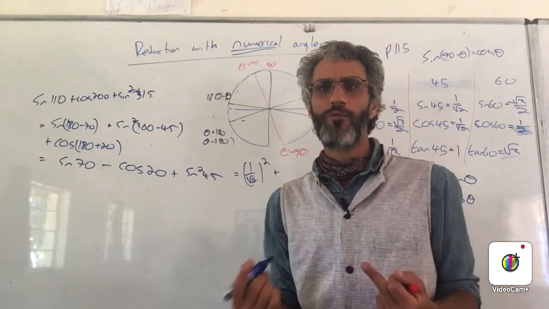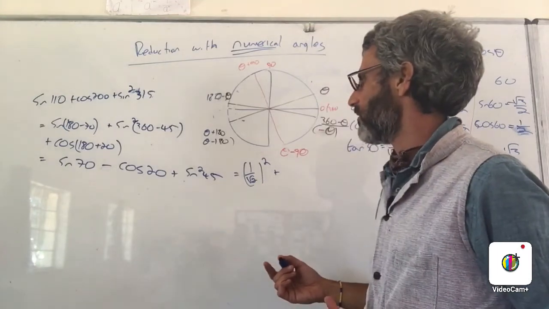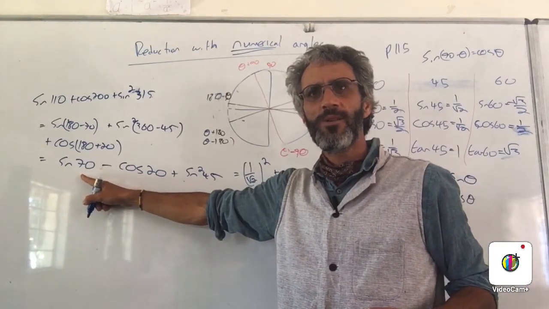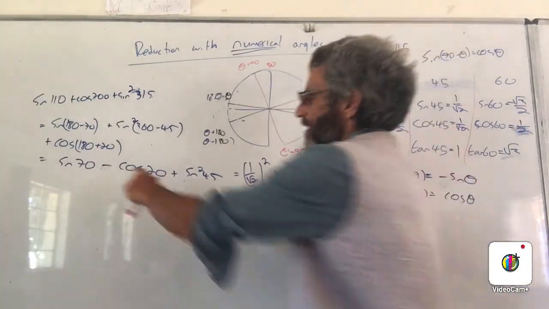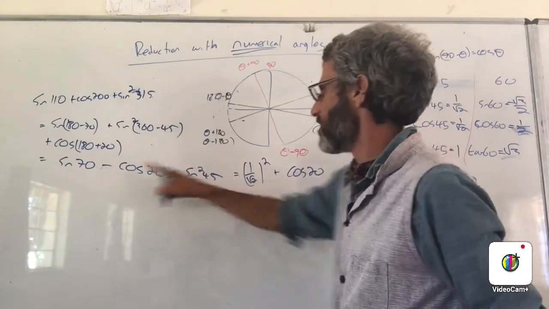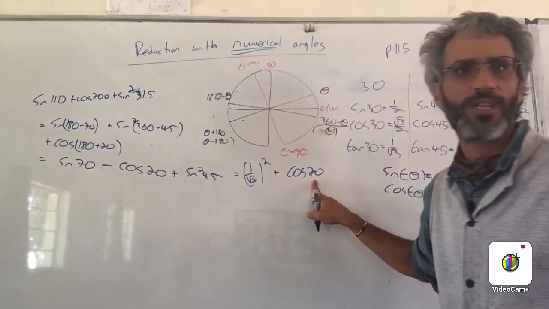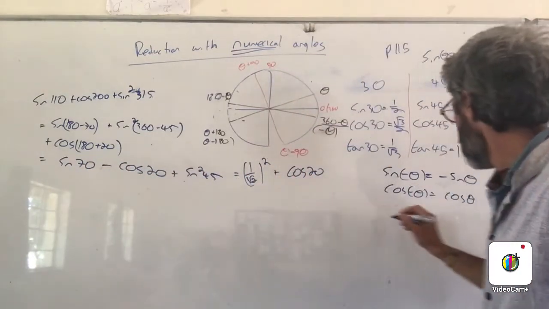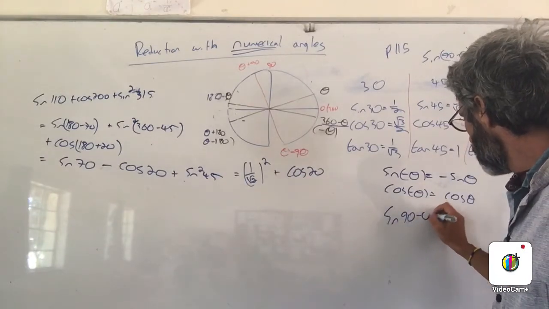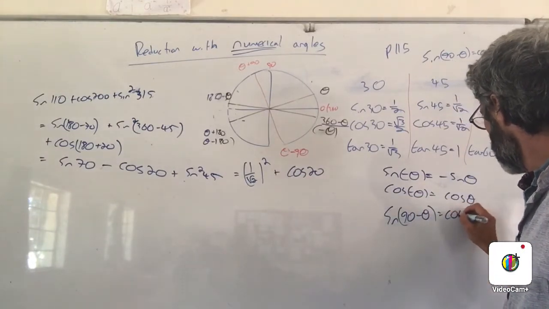But they are co-function. They add up to 90. So I just need to replace one, swap the other one. Okay, so instead of sine 70, I'm going to write cosine 20, right? Sine 70 is equal to cosine 20. Okay, that's the most important one here. I'm going to write it again. Sine 90 minus theta is equal to cosine theta.